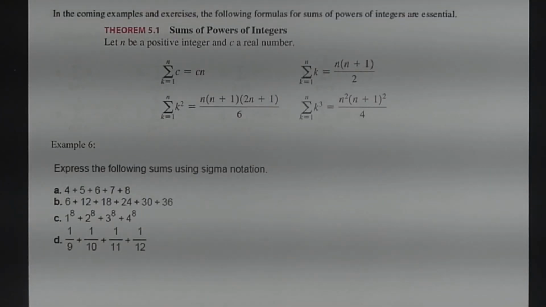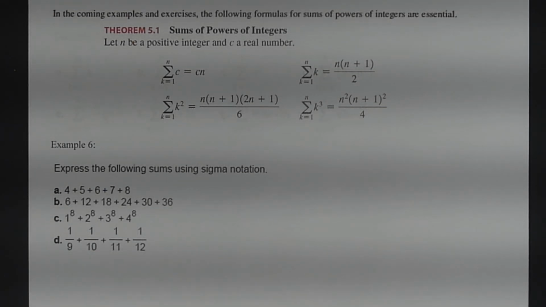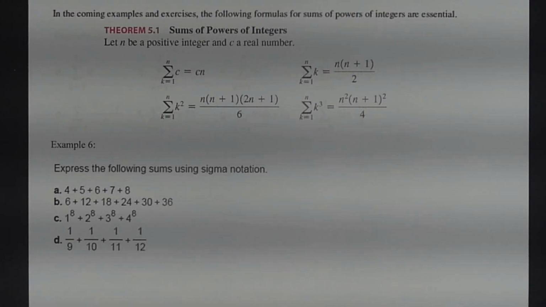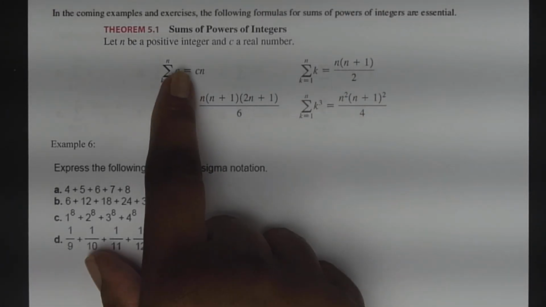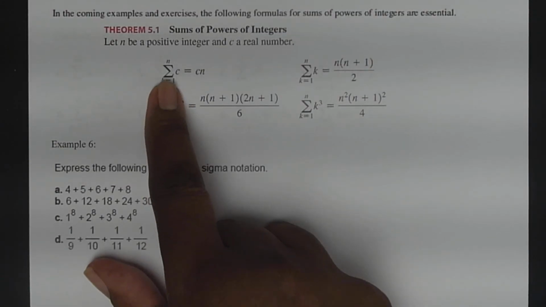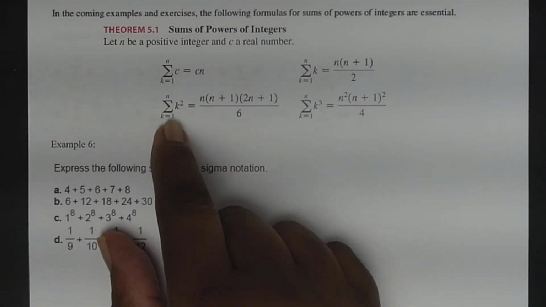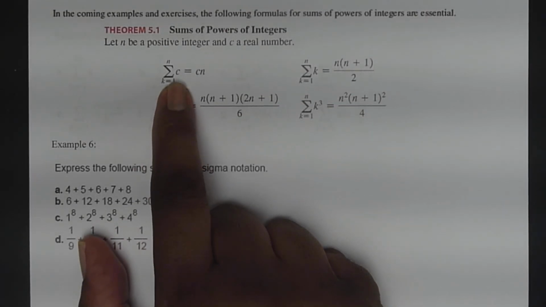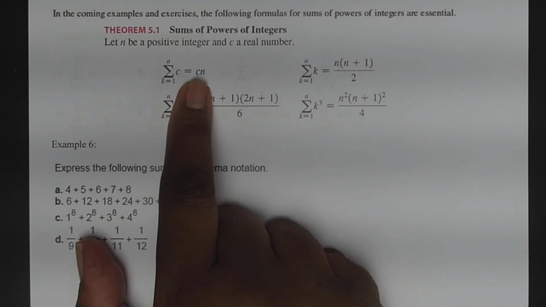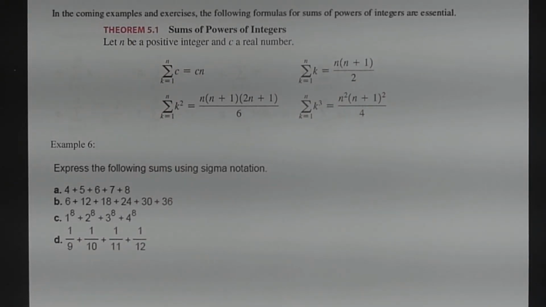Okay. All right, now on the next page, we have formulas for sums and powers of integers. They're also going to be essential here. Okay? Like in this case right here. We'll start with letting n be a positive integer and c be a real number. So here, the summation from k equal 1 to n of some constant c is just going to be that constant times this upper limit, which is your n. So it'll be c times n.